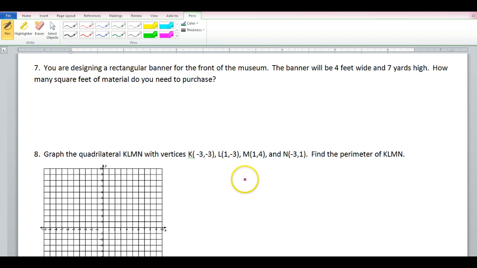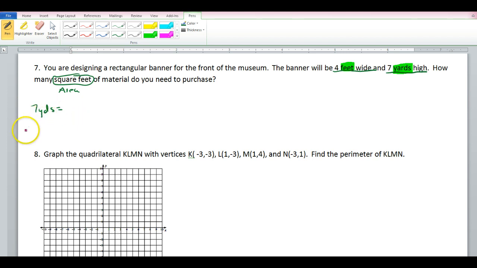So you are designing a rectangular banner for the front of a museum. The banner will be 4 feet wide and 7 yards high. How many square feet of material do you need? Well, if you look here, what makes this problem difficult is this is in feet, this is in yards, right? And they're asking for the square footage. So not only does the square feet part tell me I'm dealing with area, but my final answer has to be in feet squared. So I have to change 7 yards into feet.